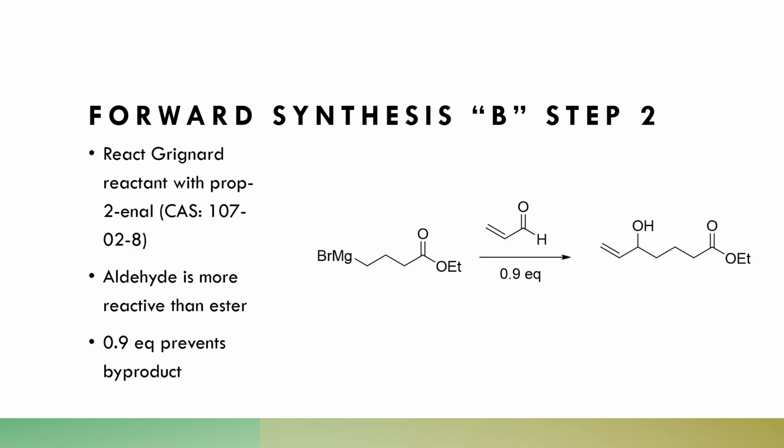So the Grignard reagent synthesized in the previous step can now be used to react with prop-2-enol to create the product on the right. There are certain considerations that need to go into this reaction, however. As you can see that there are two different carbonyl groups that can react with the Grignard reagent. You have the ester attached to the molecule, and you have the aldehyde attached to the prop-2-enol. Now, it is important to note that that aldehyde is going to be more reactive, and so it'll have preference for the Grignard reagent. However, in order to prevent any kind of side products, we're going to be using 0.9 equivalents so that there is not enough to react with the ester.